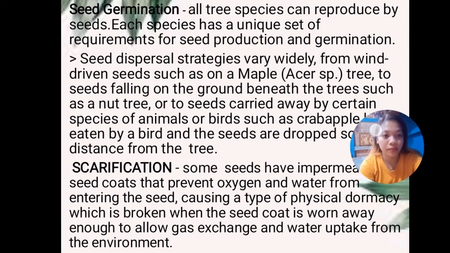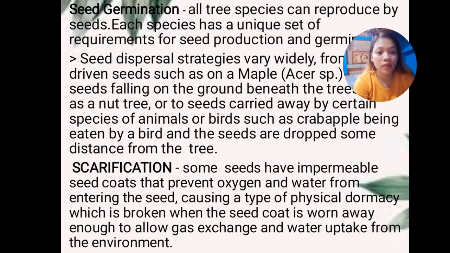Scarification. Some seeds have impermeable seed coats that prevent oxygen and water from entering the seed, causing a type of physical dormancy, which is broken when the seed coat is worn away enough to allow gas exchange and water uptake from the environment.